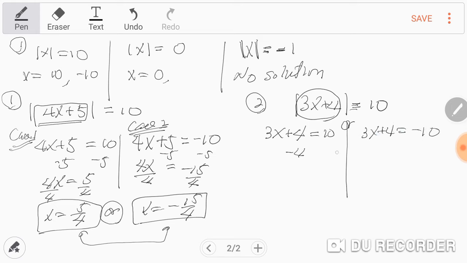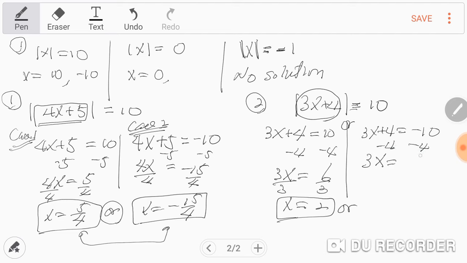Then let's solve the equation for x. Minus 4 on each side, and 3x equals 6. Divide each side by 3, then x equals 2. Or from the second equation, 3x is equal to negative 4 minus 4 on each side, negative 14. Divide by 3, so x equals negative 14/3. So these two are the solutions.